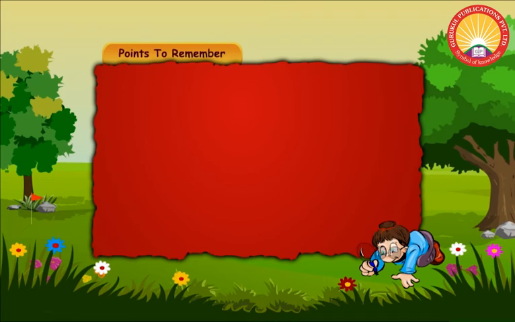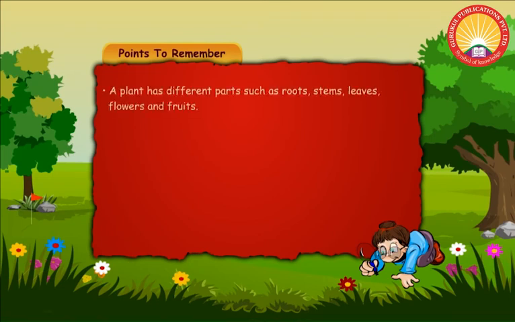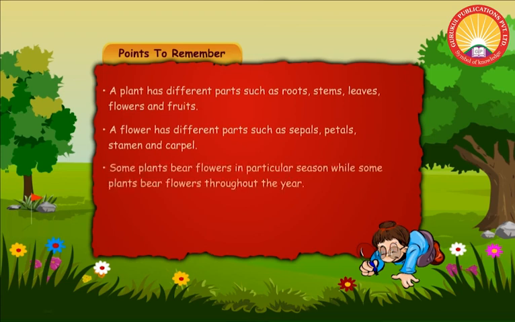Points to remember. A plant has different parts such as roots, stems, leaves, flowers, and fruits. A flower has different parts such as sepals, petals, stamen, and carpel. Some plants bear flowers in particular season, while some plants bear flowers throughout the year. Flowers are useful to us in many ways.